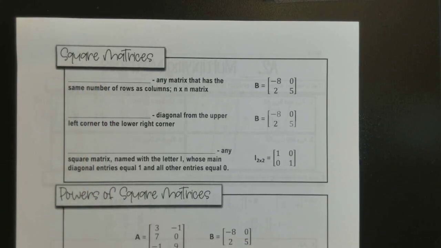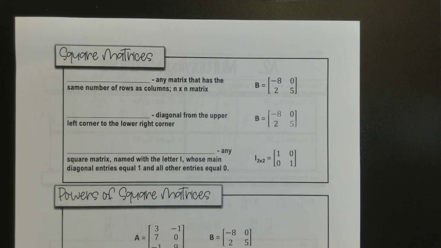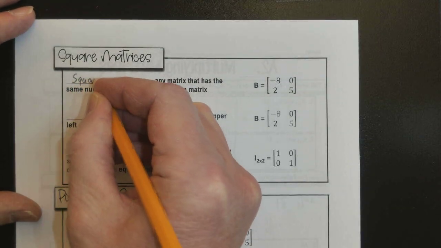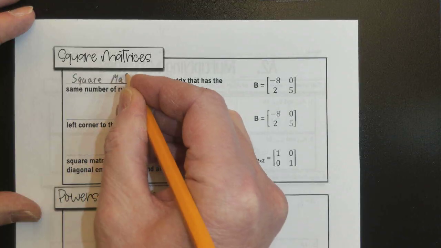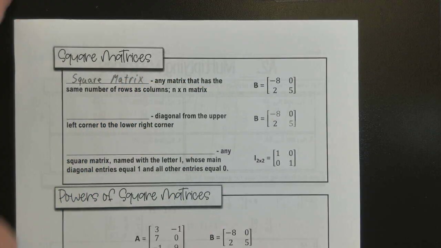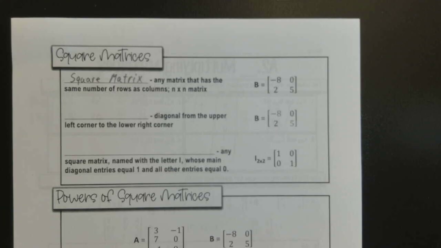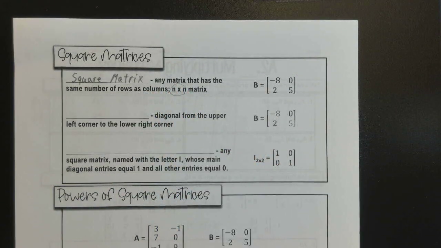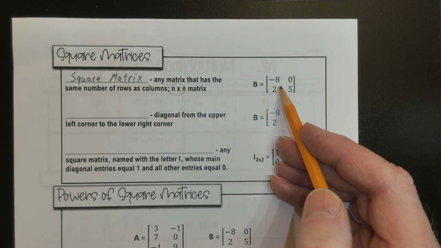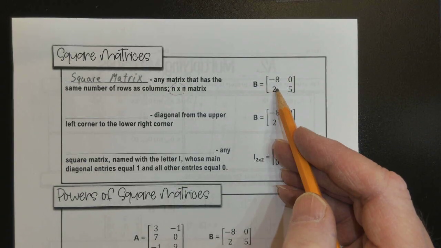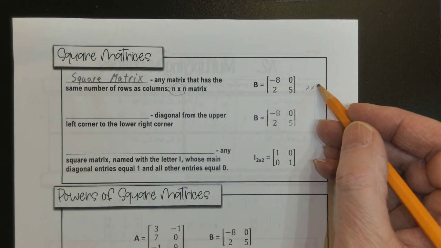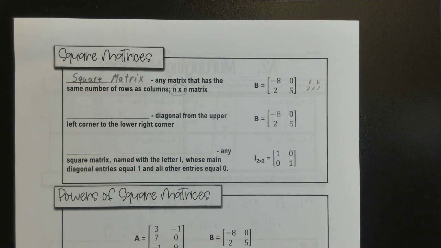So we're talking about square matrices. All right. A square matrix is any matrix that has the same number of rows as columns, n by n. So what are the dimensions of B here? It's a 2 by 2. That makes it a square matrix. If the number of rows and the number of columns are the same, it's a square matrix.